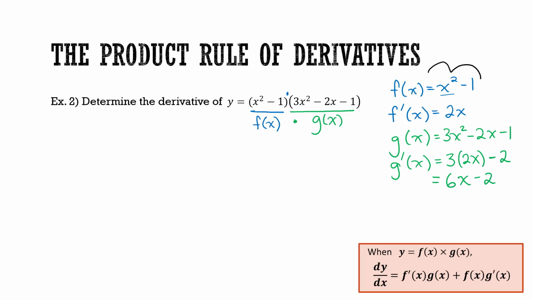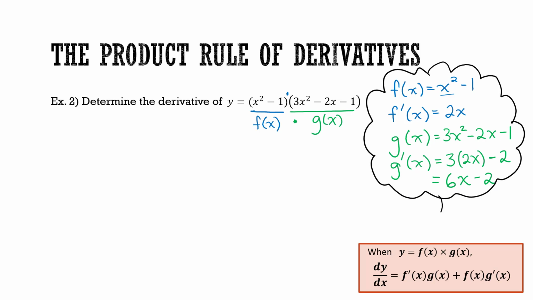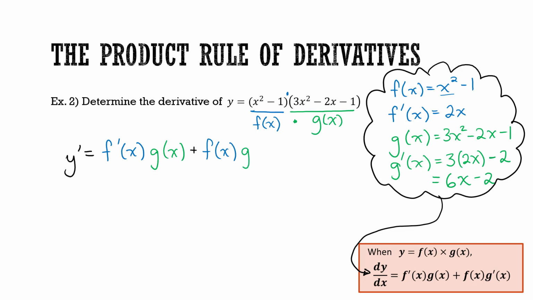So now I'm going to take my f of x, g of x, and their associated derivatives, and I'm going to substitute that into my derivative equation. And so my derivative, and this time I'll write y prime, is going to be equal to f prime of x times g of x plus f of x times g prime of x. And so now it's just a matter of substituting the associated expressions.